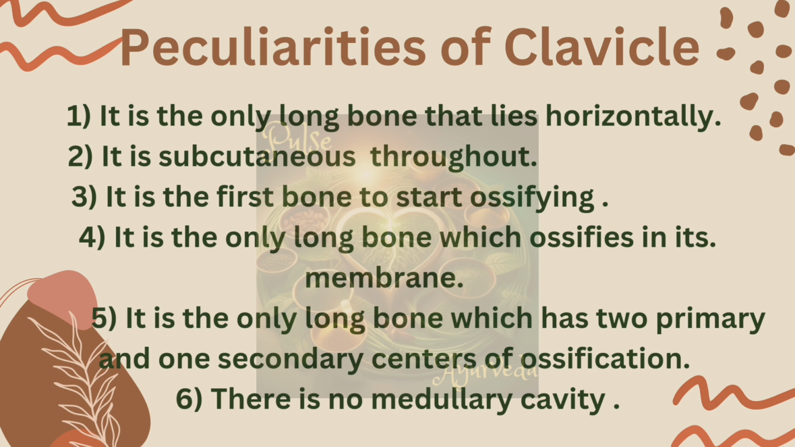First, it is the only long bone that lies horizontally. Second, it is subcutaneous throughout. Third, it is the first bone to start ossifying. Fourth, it is the only bone which ossifies in membrane. Fifth, it is the only bone which has 2 primary and 1 secondary center of ossification. And sixth, there is no medullary cavity.